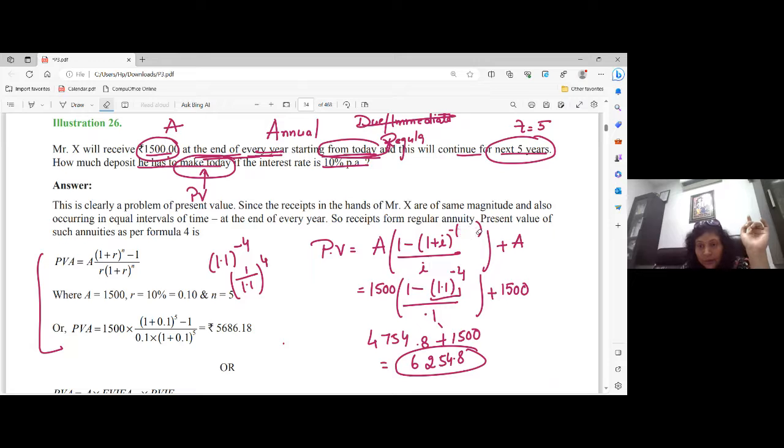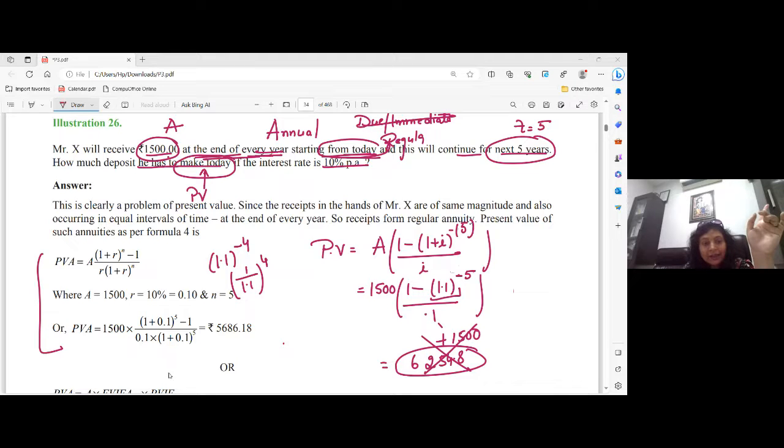So we'll get this value. Let's solve it again. We don't need to add A into this because this is not the case of annuity due or immediate. So this is minus 5 upon I. So 1.1 power minus 5 divided by 0.1. That means 1 divided by 1.1, this is the inverse part, into power 5. 2, 3, 4, 5. Then 1 minus that, divided by 0.1, into 1500.